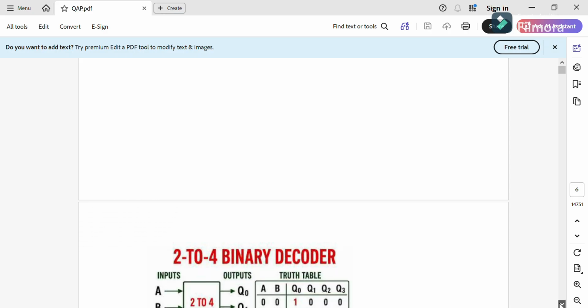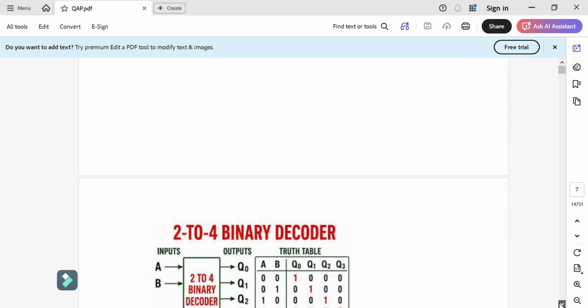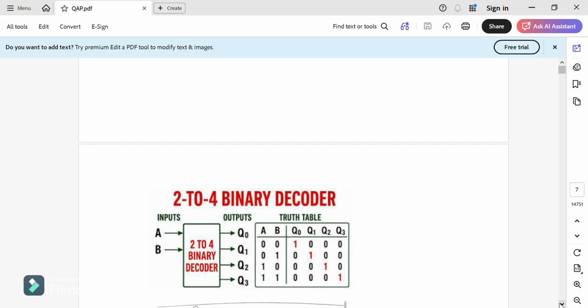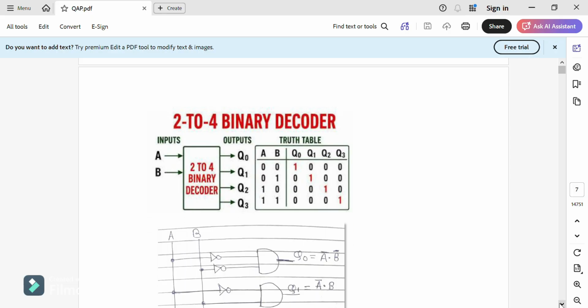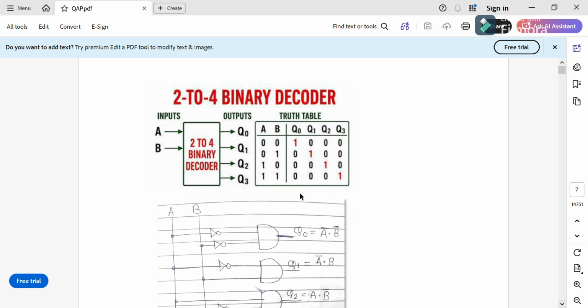Next question is to draw the truth table and block diagram of the 2 to 4 binary decoder. So 2 to 4 is a binary decoder. You have to write the block diagram first. In 2 to 4, the name itself indicates that 2 means 2 inputs, and 4 means the 4 outputs Q0, Q1, Q2 and Q3. And you have to write the truth table.